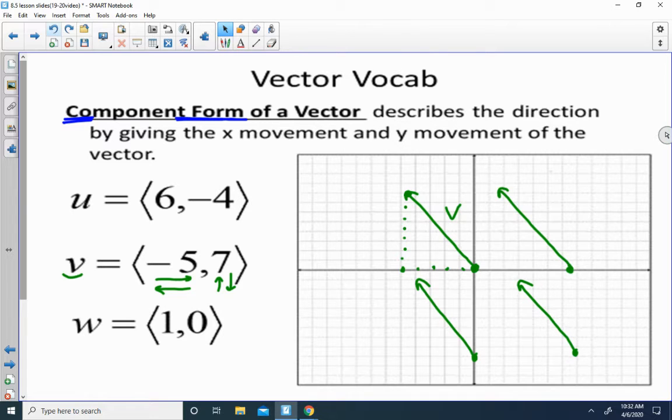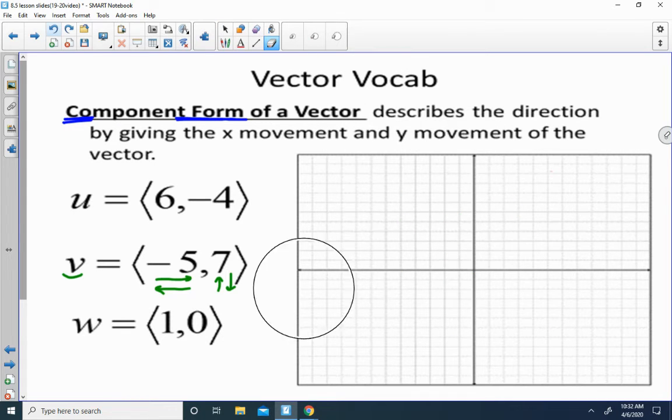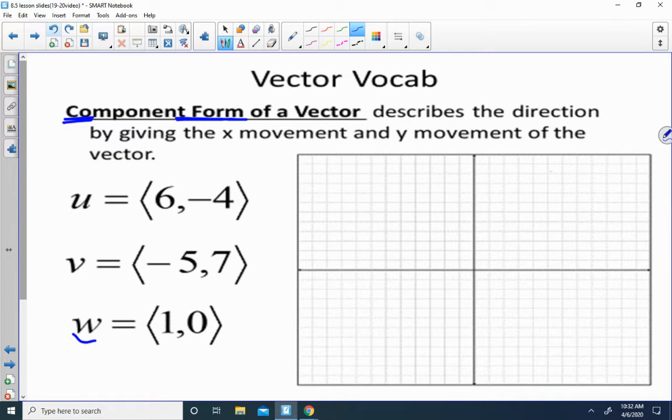So there you go. That's how you would tell the direction of that force. All right, let's do one more, just to show you how this works. Now let's do the same for vector w. Again, the first number will tell me which way to move left or right. In this case, the 1 is positive, so that means I'll move 1 unit to the right.